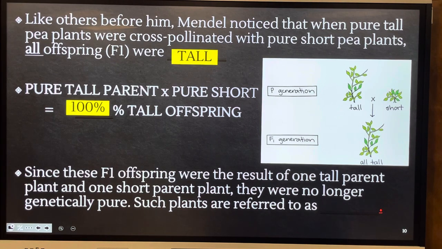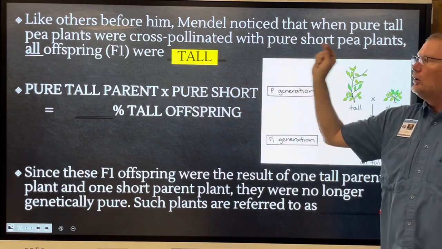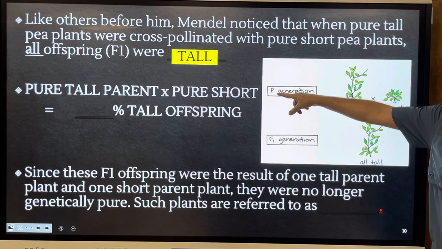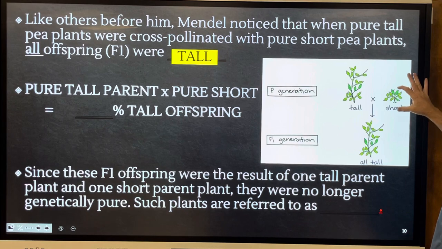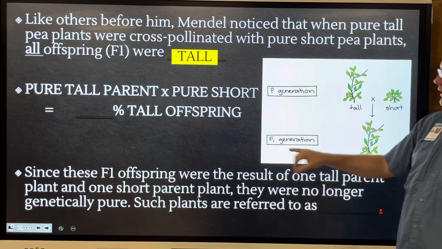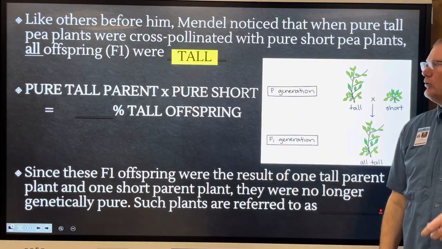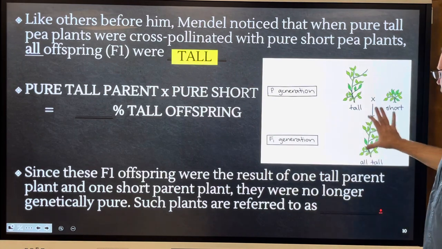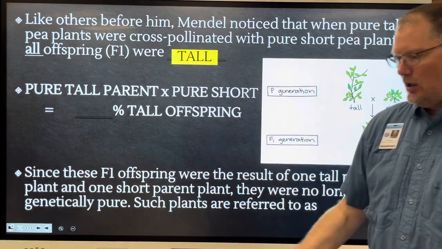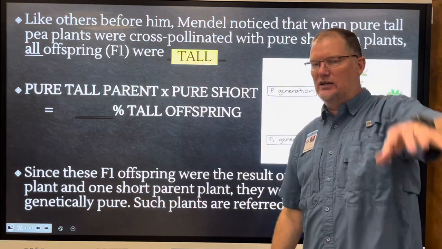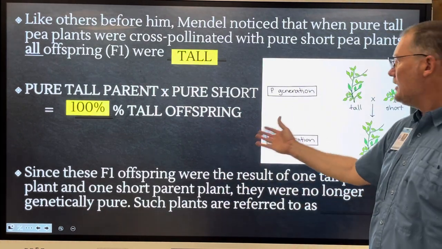So, like others before him, Mendel noticed that when pure tall plants, tall in the P generation, were cross-pollinated with pure short plants, all of the offspring, F1 generation, that's what we call the first generation, F1, okay, were tall. All of the offspring were tall. Where'd the short part of it go? It's like having a short mom and a tall dad, and all the kids are tall, or vice versa, okay? Why did that happen? 100% of the offspring were tall.